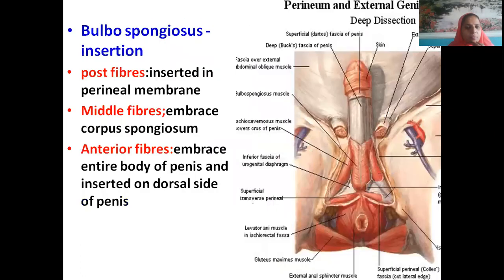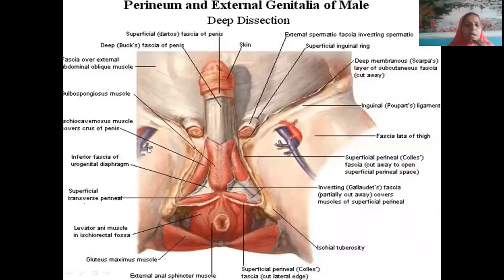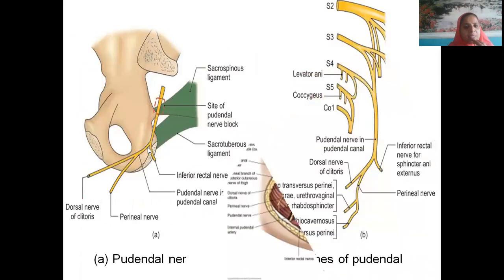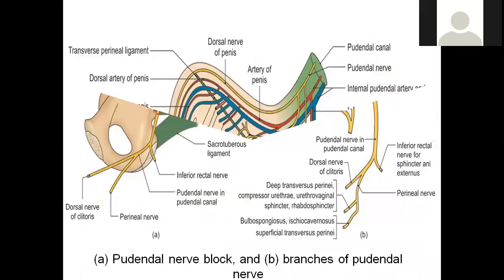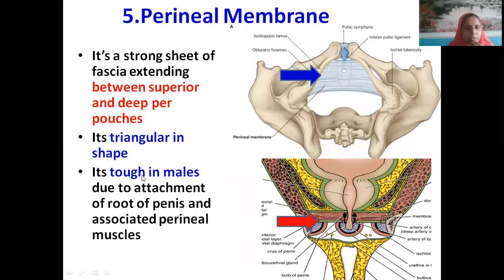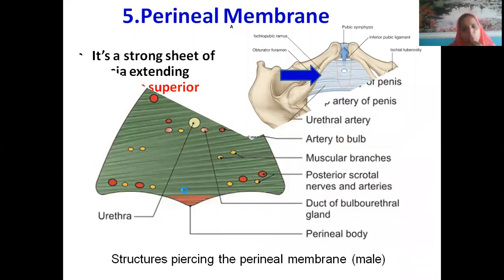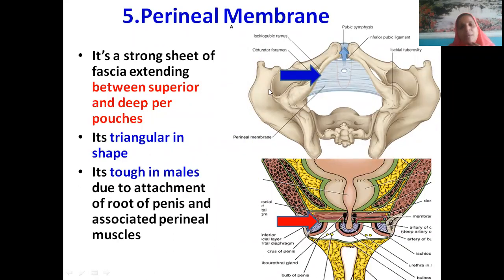Yes or no? Posterior fibers of the bulbospongiosus are getting inserted in the perineal membrane. That's why the perineal membrane is very well developed in males. Got it? It is tough and strong in males due to the attachment of the root of the penis and the associated perineal muscle, especially which muscle? Bulbospongiosus. Okay. Then so many structures will pierce the perineal membrane.